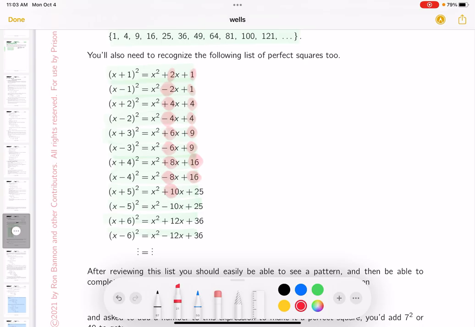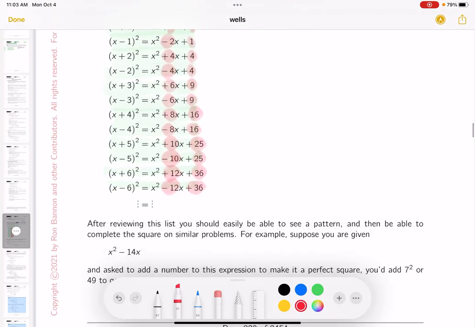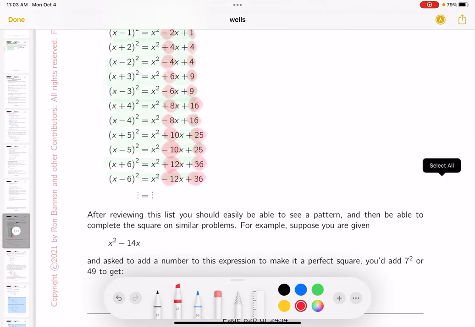Half of 10 is 5, when you square it, you get 25. Half of minus 10 is minus 5, when you square it, you get 25. Half of 12 is 6, when you square it, you get 36. There's a very simple pattern here. Half of minus 12 is going to be minus 6, when you square it, you get 36. All right? So it's a real simple pattern.